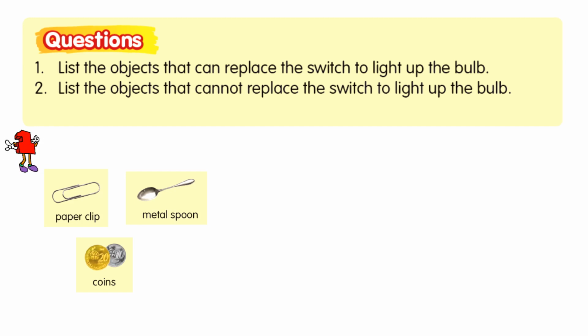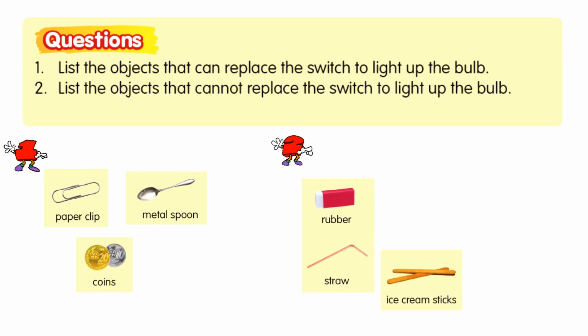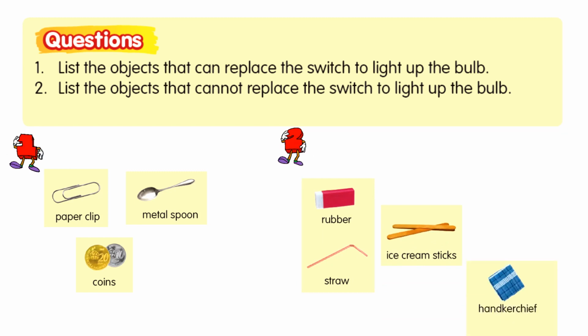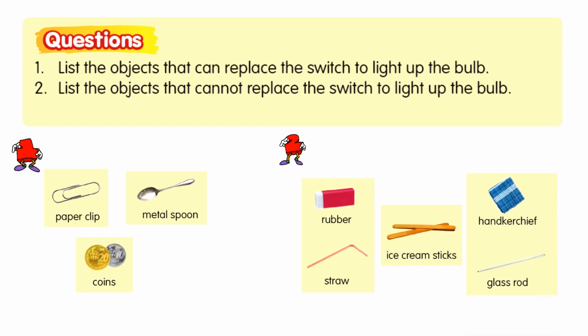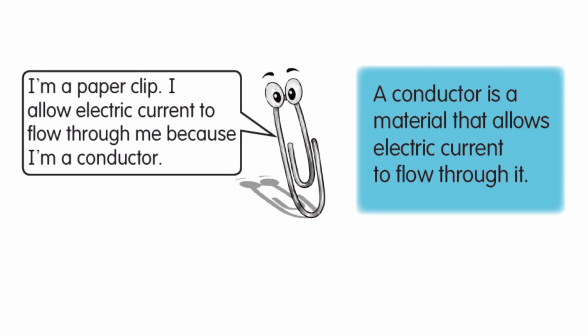Okay, number 2. List the objects that cannot replace the switch to light up the bulb. Objek yang tidak dapat menyalakan mentol tadi. Rubber, straw, ice cream sticks, handkerchief, and also glass rod. These objects are insulators. They do not allow the electricity to pass through them. So you can refer to your textbook.